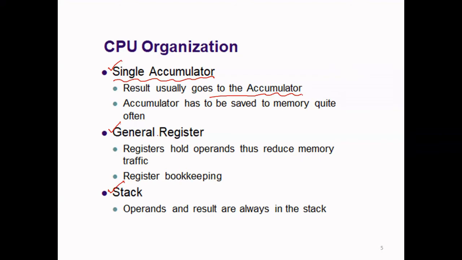And coming to general register organization, in some CPUs a number of registers are there which hold the operands, thus reducing memory traffic. Because if more registers are there, the CPU directly has no need to go to memory always. Once you bring the data to the registers, the operation is done in the registers only. No need to go all the time to the memory, which reduces memory traffic. That is called register bookkeeping, right?